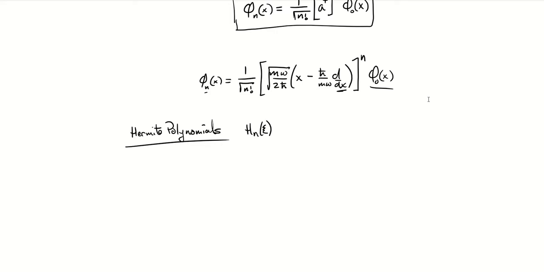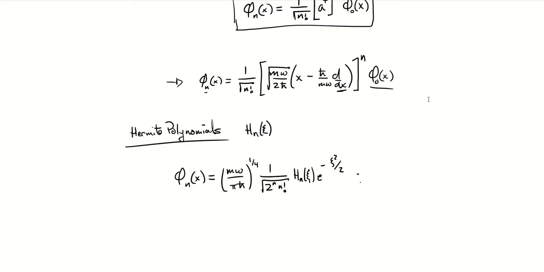And in terms of the Hermite polynomials, this has a general solution where our nth eigenfunction is equal to m omega over pi h bar to the 1/4 times 1 over square root of 2 to the n n factorial, times the nth Hermite polynomial, times e to the negative eta squared over 2, where we've defined this variable eta as a dimensionless variable that is square root of m omega over h bar, times x, right? So we substitute that variable in.